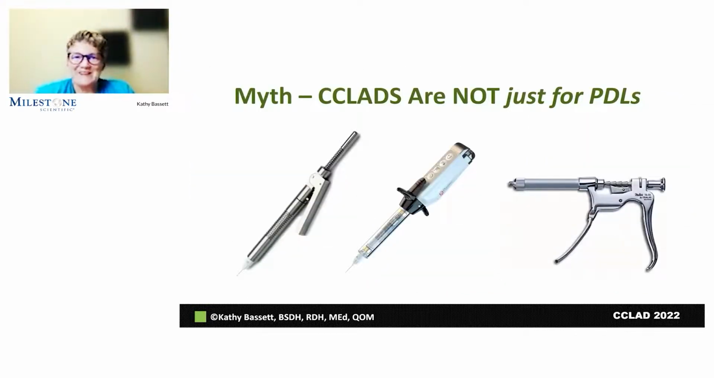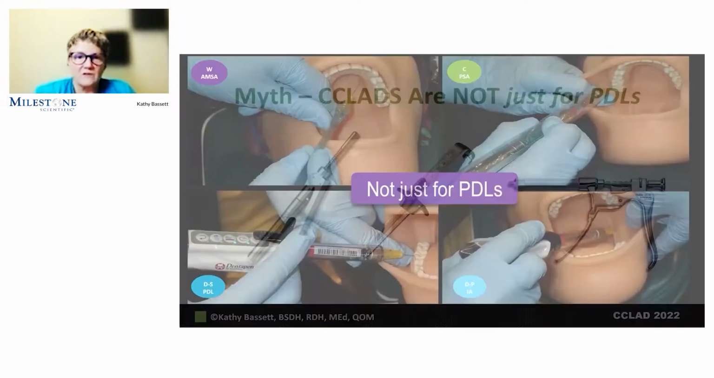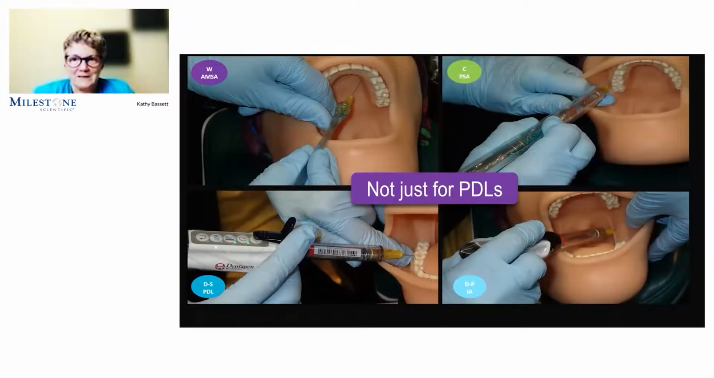One of the myths to consider is CCLADs are not just for periodontal ligament injections. I know a number of people that first started looking at CCLADs and said, oh, well, I don't give that many PDL injections. I don't think I really need that. So I really want you to shift that. Yes, they all give very comfortable periodontal ligament injections. I think they are just magical in giving periodontal ligament injections. However, they are designed to accomplish anything that you normally do in dentistry. And so as we go around, here's giving an injection with a wand, an AMSA, and then we gave a PSA with the CCLAD coming around clockwise.